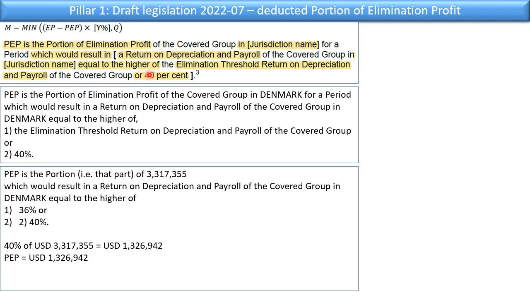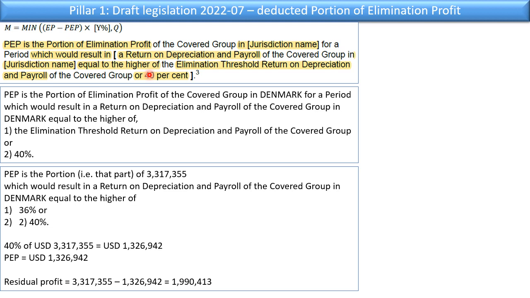So 40% of 3.3 million is 1.3 million. So the PEP is 1.3 million. So now we can try and plug in all the numbers into our formula and see where we get, but we do still miss something.